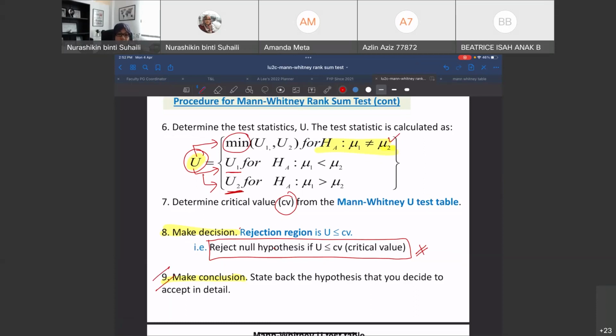You have to state back the hypothesis that you decide to accept or reject in detail. In detail means that you refer back to your problem. If your problem refers to two themes that you want to compare, and you reject the null, it means that you accept the alternative, isn't it? The alternative hypothesis means there is a difference between the mean of theme A and theme B. So that is more meaningful. Your audience would understand what you are trying to say, rather than if you just say that you accept or reject the null hypothesis. So that's why you have to state the conclusion clearly.